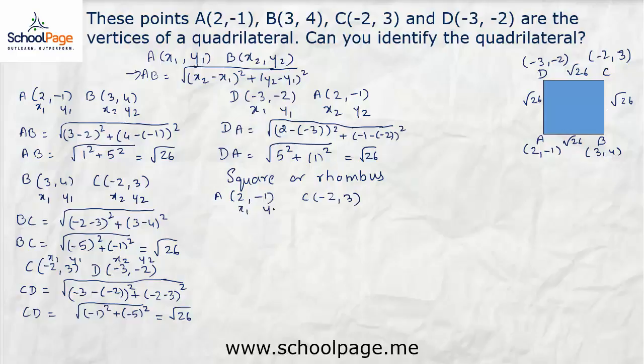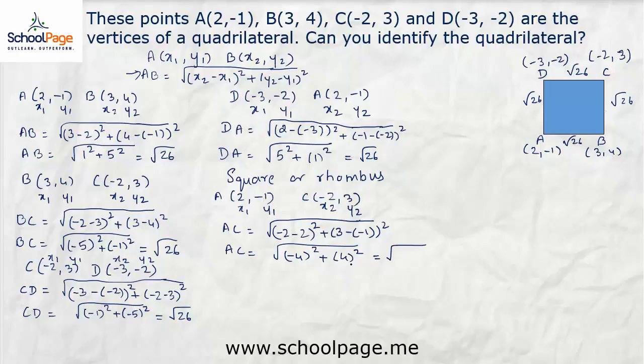Let us mark this as x1, y1, x2, y2. AC equal to square root of, again use the distance formula, (-2) the whole square plus (3 minus of -1) the whole square. So we get AC as equal to square root of (-4) square plus 4 square, which is equal to root of 32. Now square root of 32 can be written as root of 16 into 2. So we can write this as 4 root 2. We have found the length of the diagonal AC as 4 root 2.